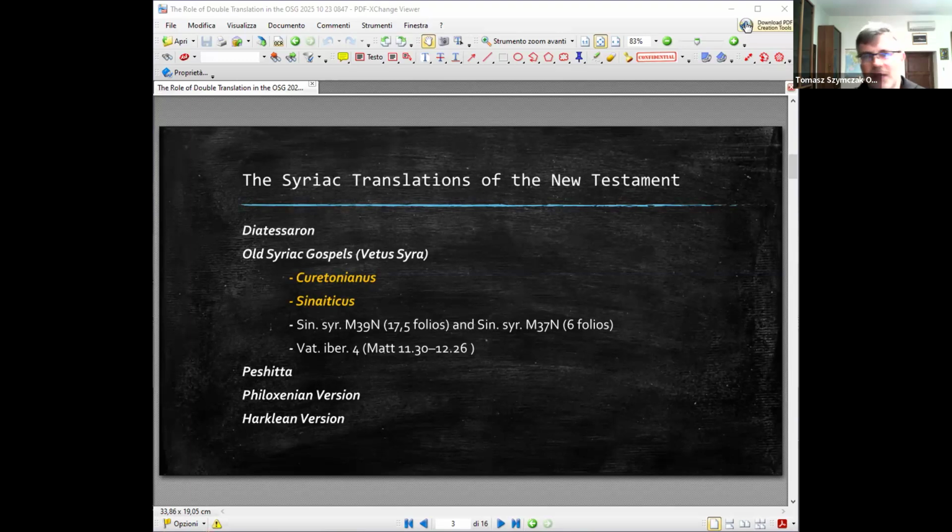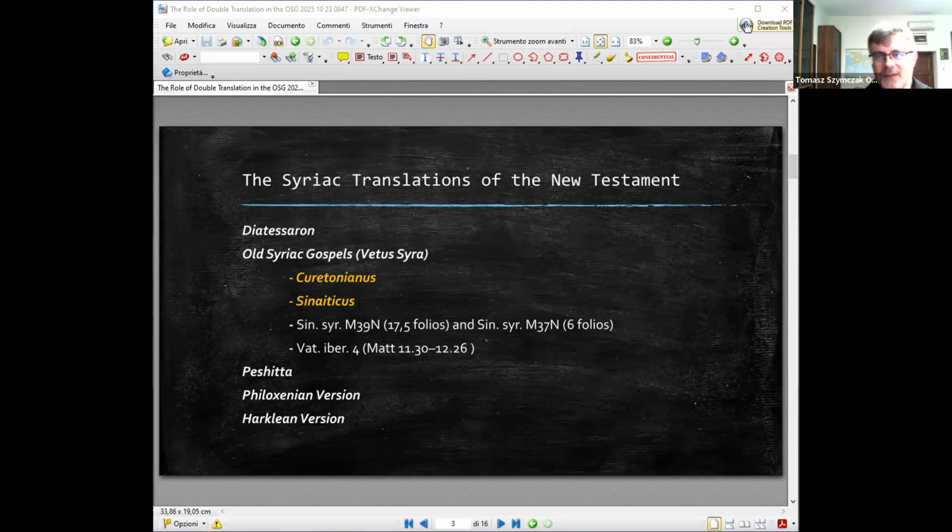We do not possess any manuscript with the Diatessaron. We have the commentary of Ephraim on the Diatessaron and many translations. And the textual history and the textual situation of the Diatessaron is a whole world of questions and hypotheses. But we know that there was such a translation as the Diatessaron.